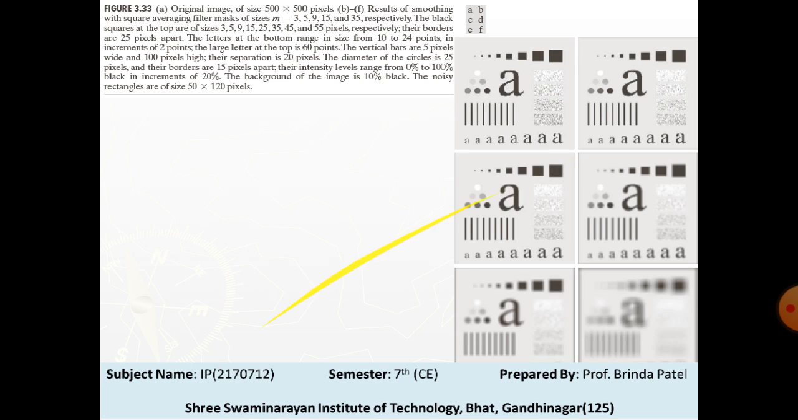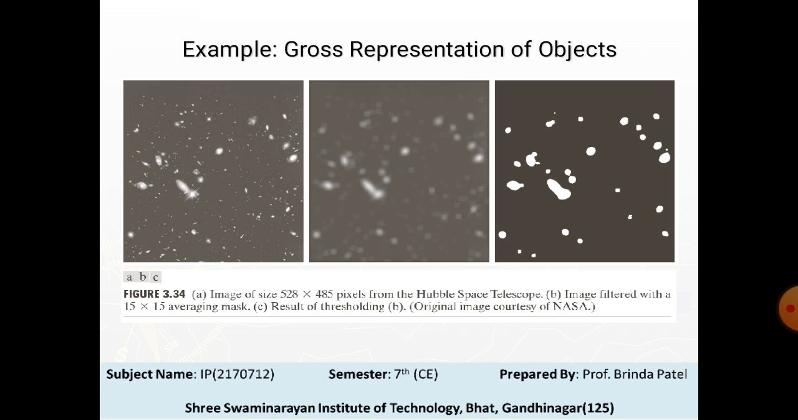So an important application of spatial averaging is to blur an image for the purpose of getting a gross representation of objects of interest, such that the intensity of smaller objects blends with the background and larger objects become blob like and easy to detect. The size of the mask establishes the relative size of the objects that will be blended with the background.